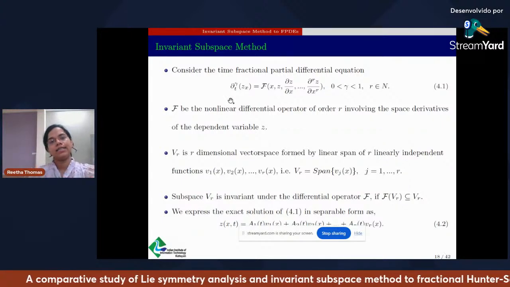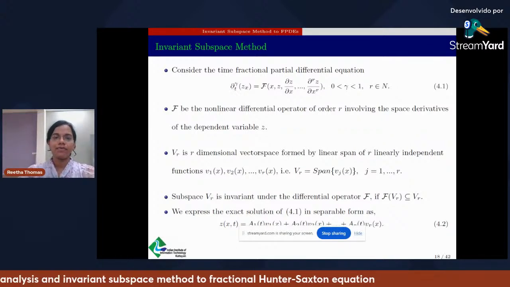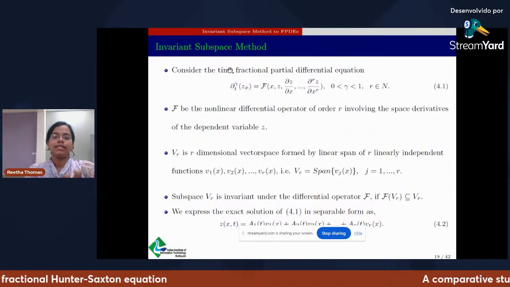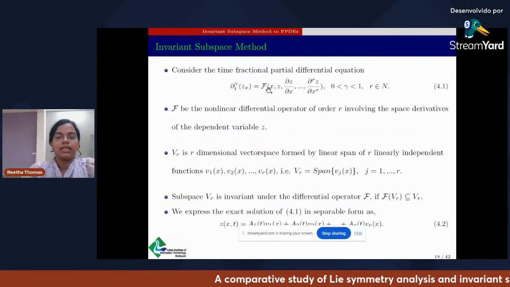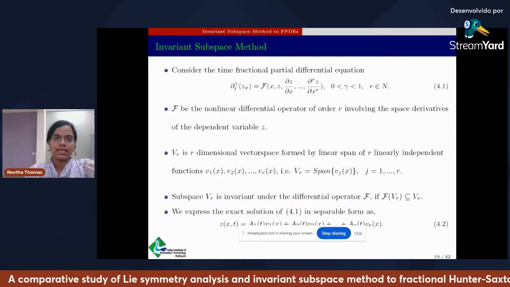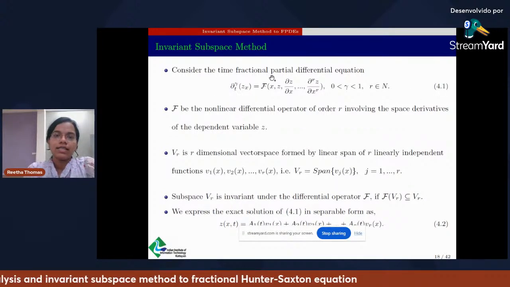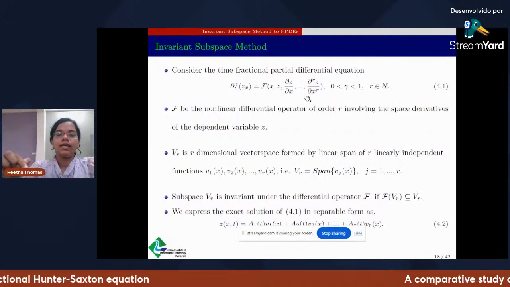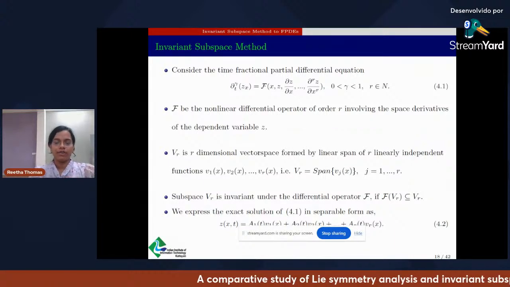The fractional Hunter-Saxton equation is dou t gamma zx plus zxx plus half zx square equal to 0. So we consider the fractional time derivative on the LHS and the other part on the RHS, that is, the space derivatives of the dependent variable on the RHS. So as in 4.1, we consider the fractional PDE where F is the nonlinear differential operator consisting of the space derivatives of the dependent variable only.